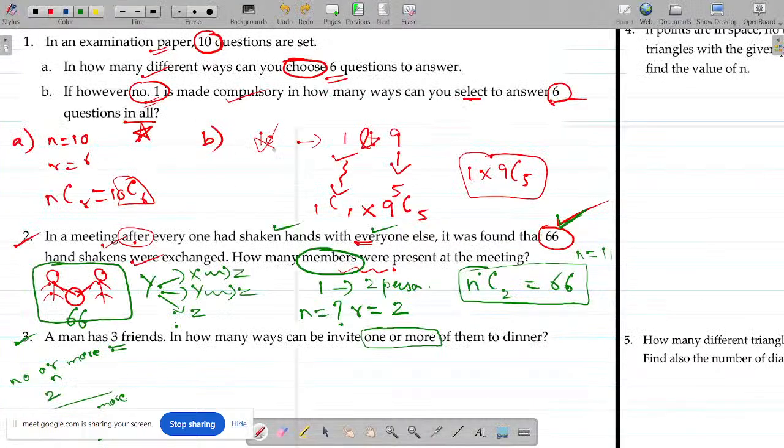So I'm starting with problem number 3. Please join. A man has 3 friends. In how many ways can he invite one or more of them to dinner? It's about choosing, a combination problem.